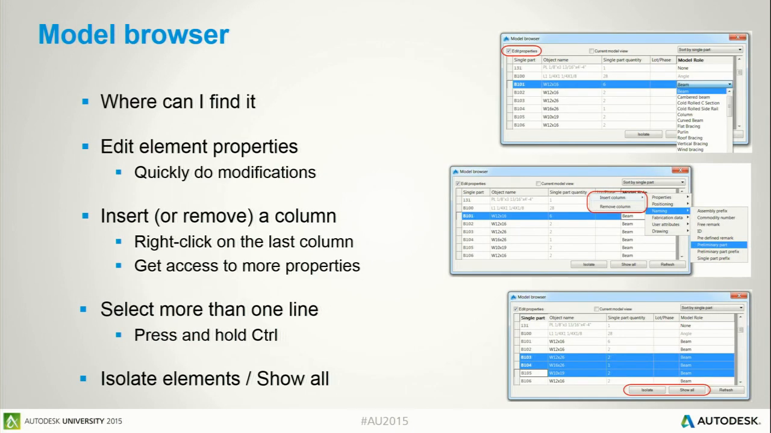Now I would like to mention the model browser. The model browser is a nice way to get direct access to object properties. And in this dialog box, you can add some columns like that. You can also remove columns. You can edit properties. So it's an easy way to modify some properties without having to go to each element individually.